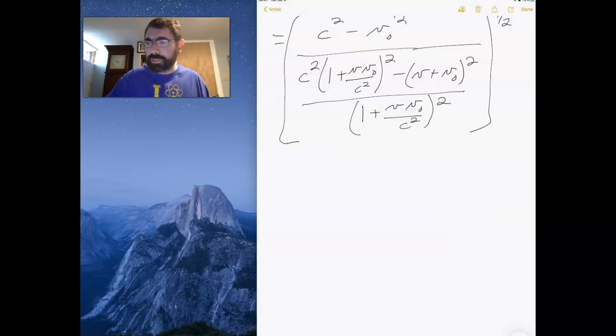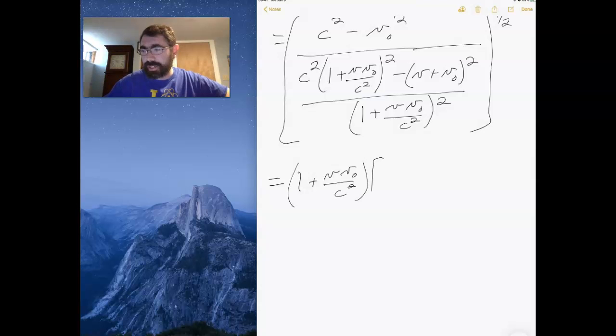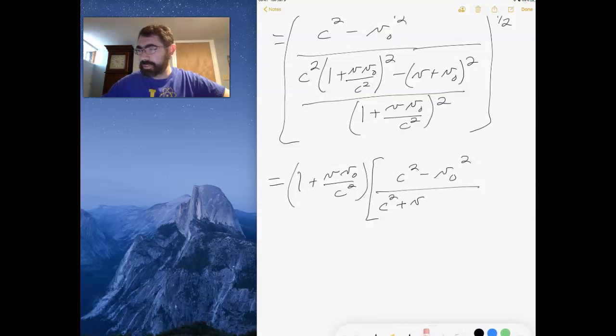So if I factor out now, or basically bring this to the lowest denominator, if I take the reciprocal and then factor it out, I get 1 plus V0 over C squared times C squared minus V0 squared over C squared plus V, hold on. I have to multiply that out, that quadratic.